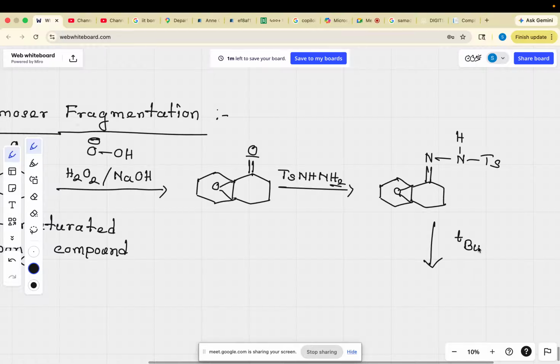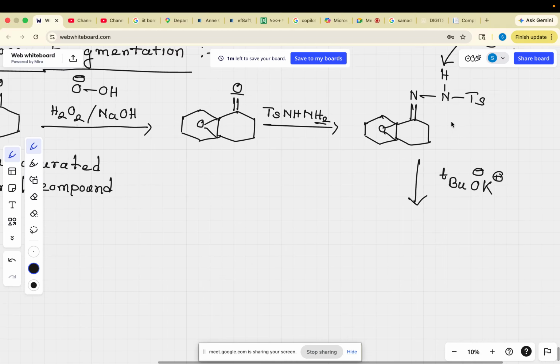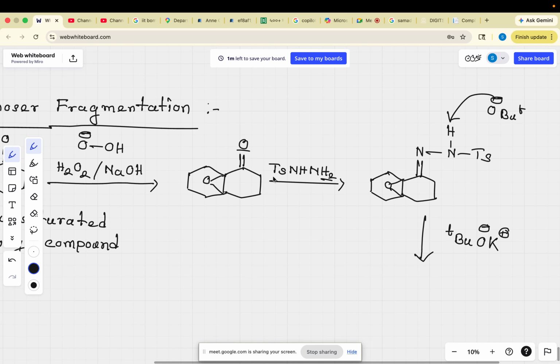Now suppose you have potassium tertiary butoxide, which is a base. What will happen now? It abstracts a proton. Which proton? The NH proton, right? This tertiary butoxide abstracts the proton, so initially you will get a negative charge here. You can show it in one step or in different steps. So if it abstracts the proton, you will get a negative charge here, right?